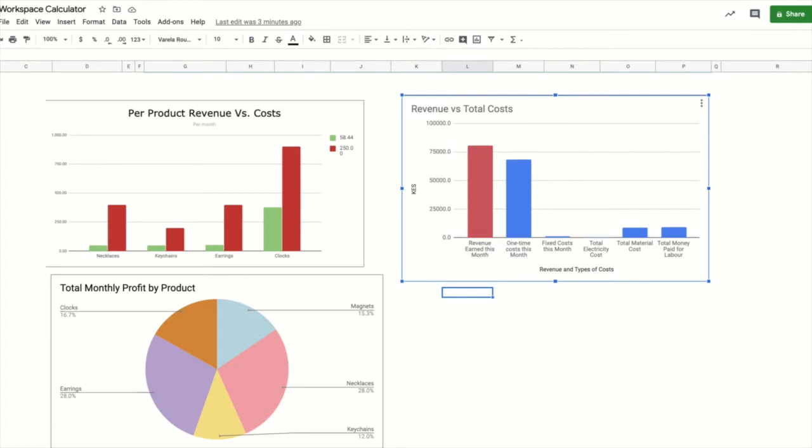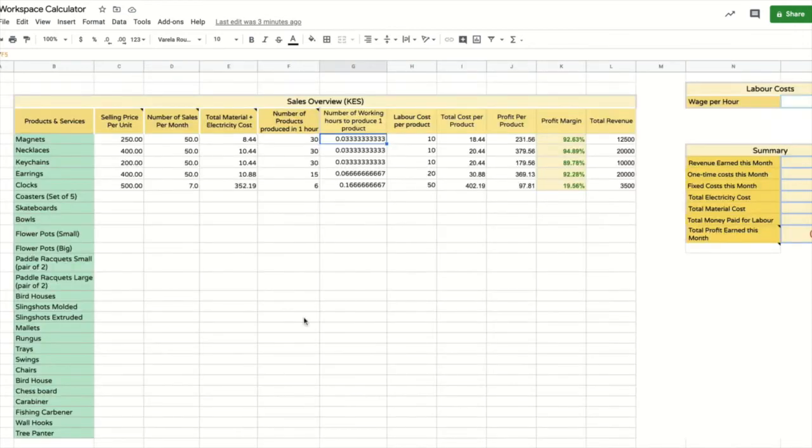All right, let's go to dashboard number 2. So this dashboard deals with the same thing, but instead of paying the laborers or the producers per product, we're paying them on a per hour basis. The reason I'm doing this is because there are many businesses.